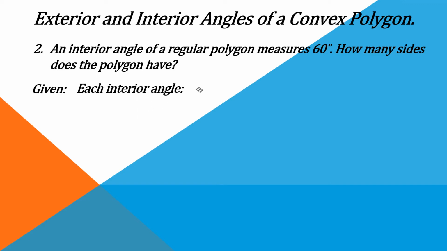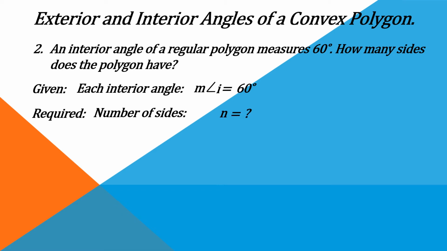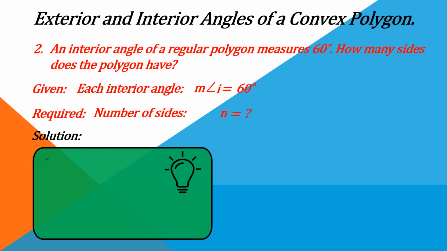Okay, let's take the given data. Each interior angle is equal to 60 degrees. Required is the number of sides, n, which is equal to question mark. Now, in our solution, letter A, interior angle plus exterior angle is equal to 180 degrees, and exterior angle is equal to 180 degrees minus interior angle.